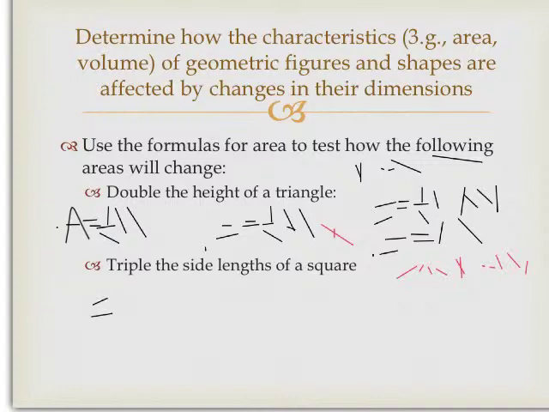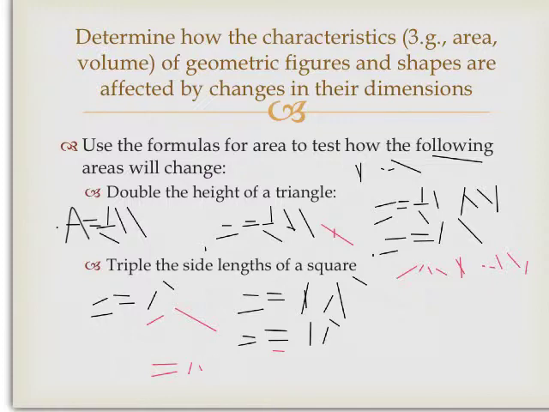Okay, so the area of a square is just side squared. Now if I were to triple the side length, the side that I'm squaring is not s, it is now going to be 3s. And if I'm squaring something, I'm multiplying it by itself. So 3s times 3s: 3 times 3 is 9, s times s is s squared. And as you can see, how do these compare? The area is 9 times larger.